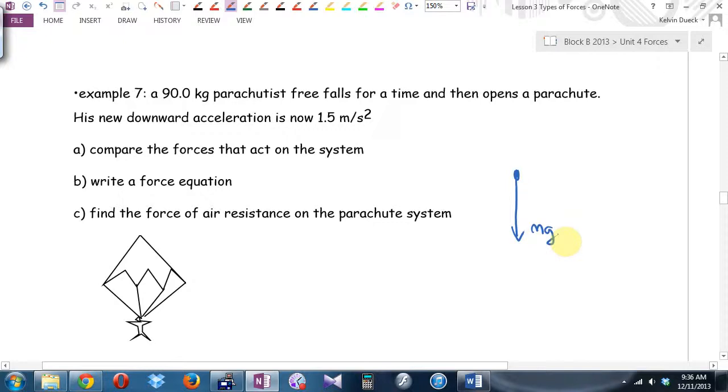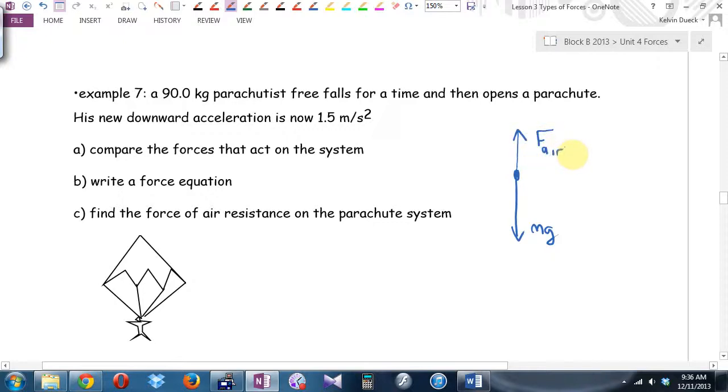Is this person in free fall? Nope. So I think there's some forces up. Am I going to draw the force up bigger, smaller, or the same size? How do I know? What force? You know what? Let's call that air resistance.